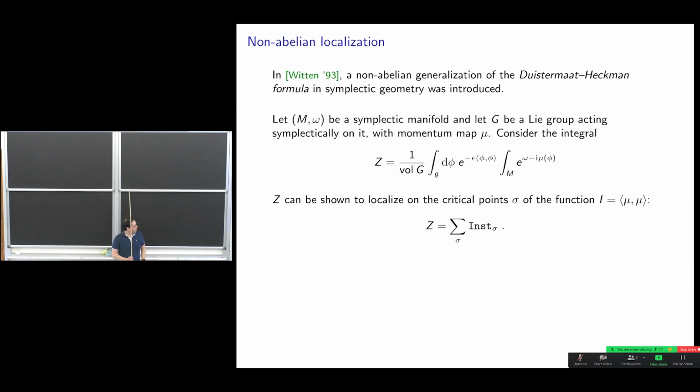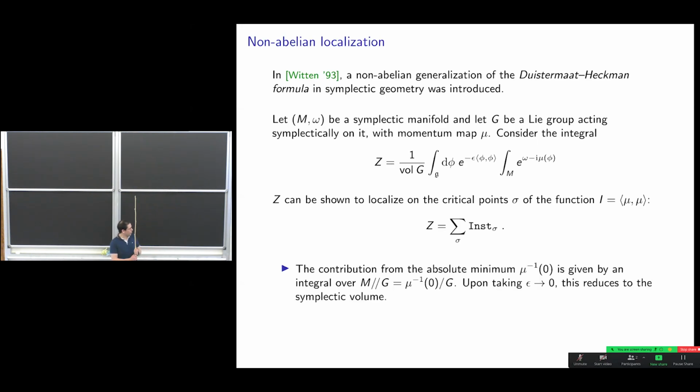So you can show, by running a usual argument which is to deform the integral by the action of some exact form and then studying it in a limit in which it becomes one-loop exact and so on and so forth, that this localizes on the critical points of the function I, which corresponds to mu squared, where again mu is the momentum map.